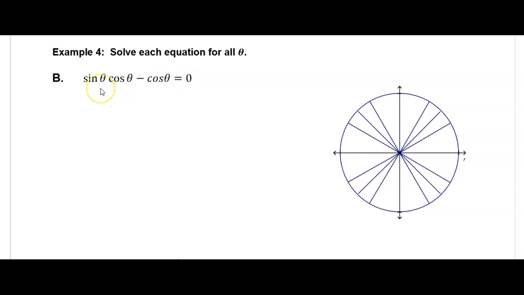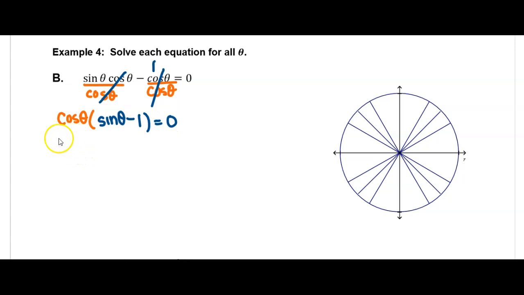In example B, we have sine theta times cosine theta minus cosine theta equals 0. This looks quite complicated, more complicated than the other ones we've been solving. I'm not really sure what to do with this at the moment, but I do notice that both parts of the equation have a cosine theta. So I'm going to factor out cosine theta, basically just doing a greatest common factor. If we divide out cosine theta, we are left with sine theta minus 1.